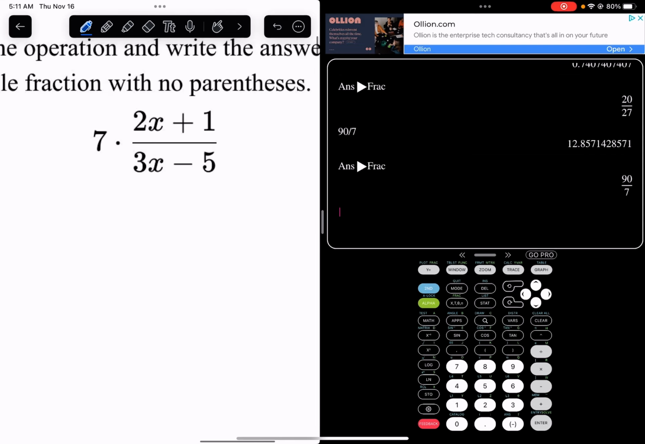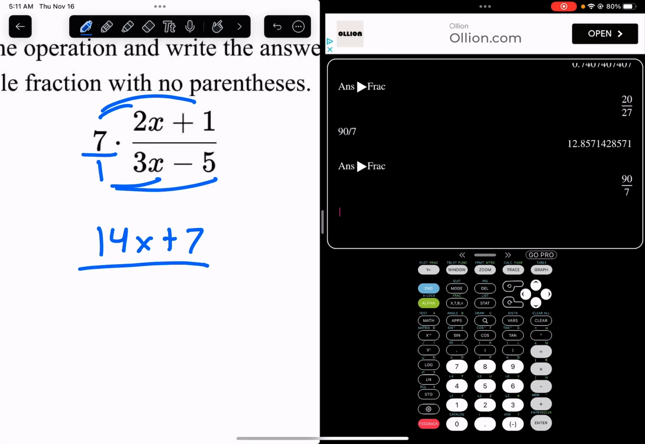All right, here. So this one, we have a whole number times a fraction. Now, any whole number can be turned into a fraction by just slapping a 1 under it. So we can go ahead and distribute on top. We don't really have to distribute a 1 on the bottom. We end up with 14x plus 7 all over 3x minus 5.